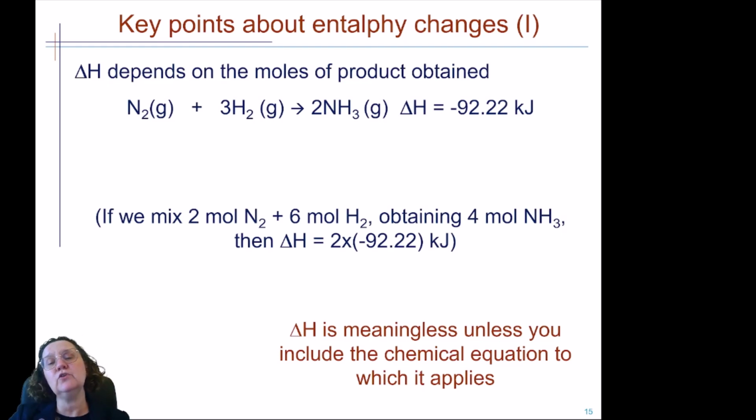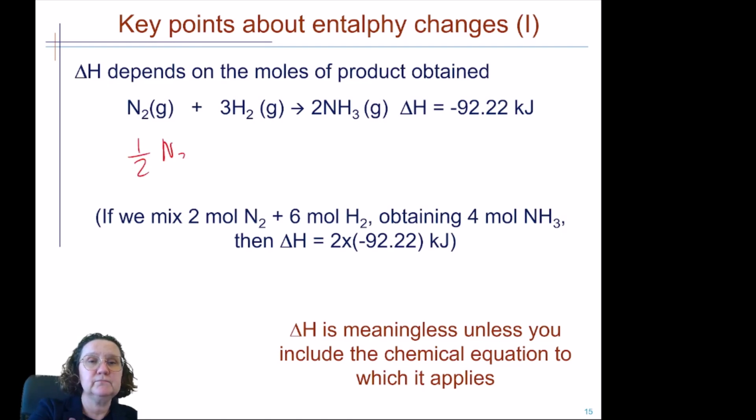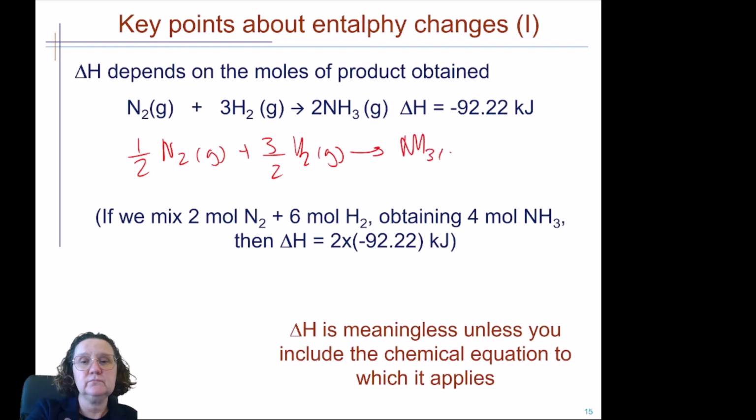You not only need to know that the enthalpy change of the formation of ammonia is minus 92.22 kilojoules. You need to put the equation of exactly how the reaction works. What are the coefficients in those reagents and products? Because if you, for example, halved this reaction to obtain only 1 mole of ammonia, then the enthalpy of that reaction as it is would be half of the previous one.